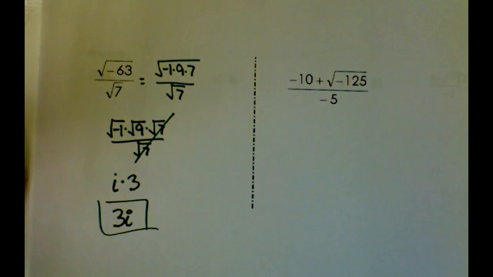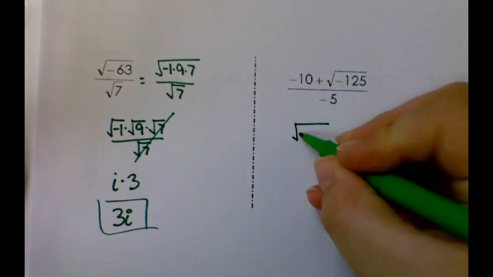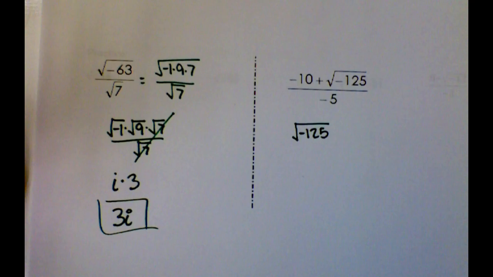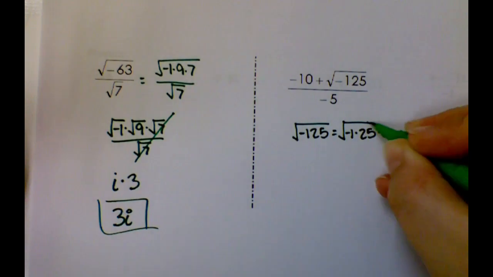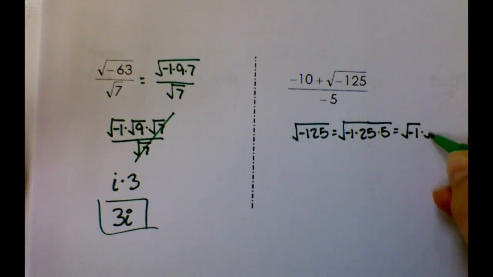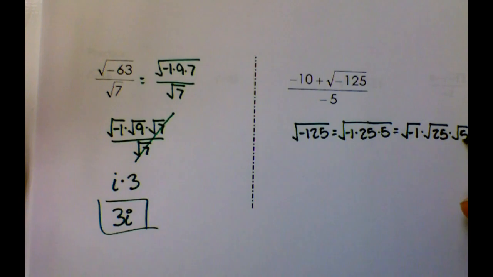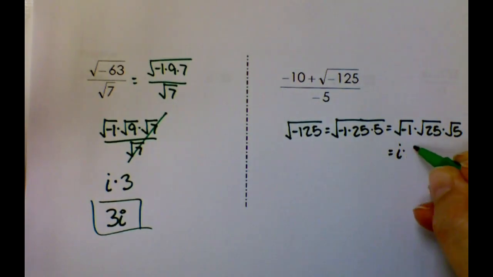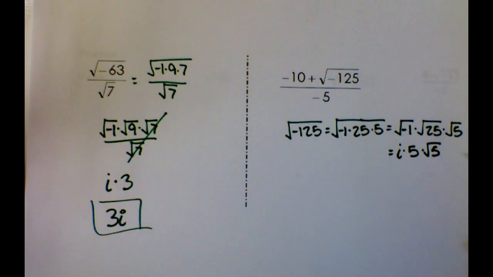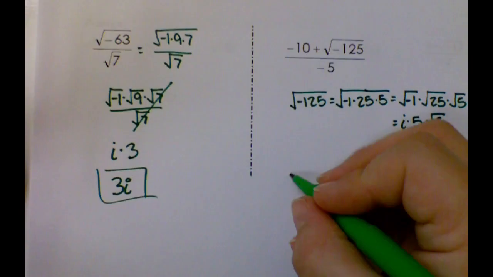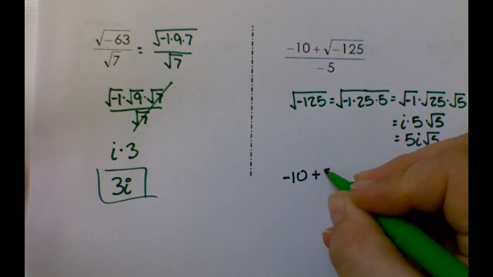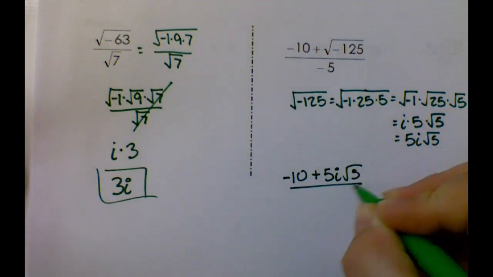All right, for the next one, this looks like something we could have gotten when we did the quadratic formula. Let's simplify the square root of -125 first. So I'm just going to write that part, and we're going to plop it back in a moment. Well, I could make this -1 times 25 times 5, which is the square root of -1 times the square root of 25 times the square root of 5, which is i times 5 times the square root of 5, better known as 5i square root 5. So back to our original, we have -10 plus 5i square root 5 all over -5.